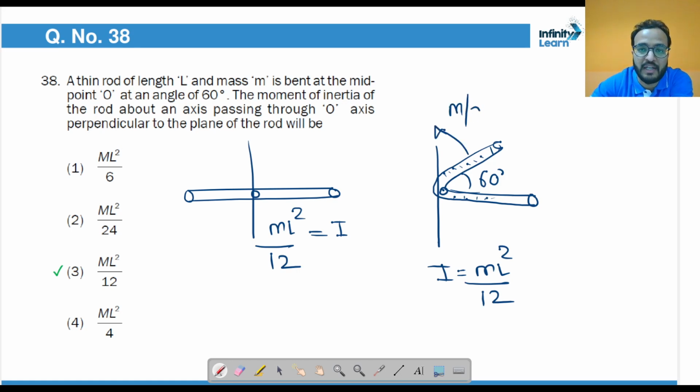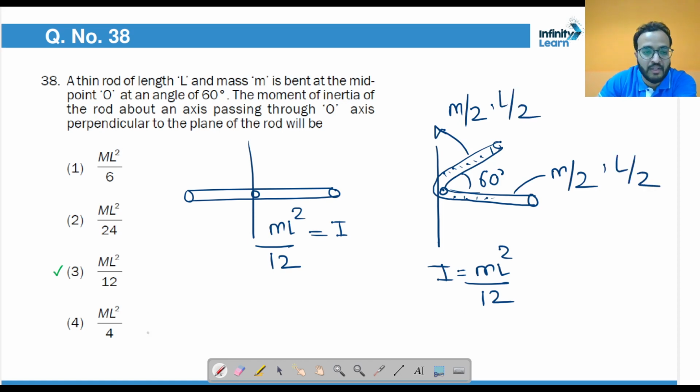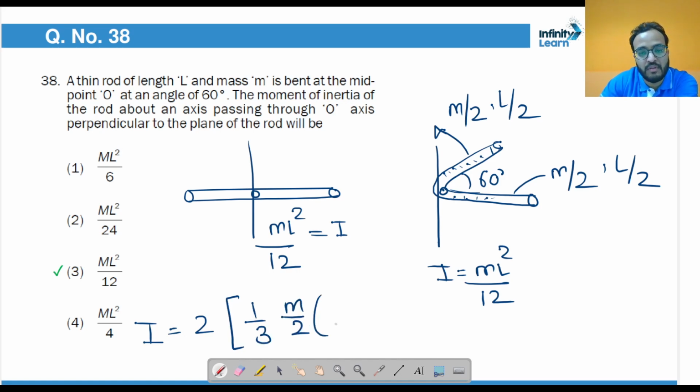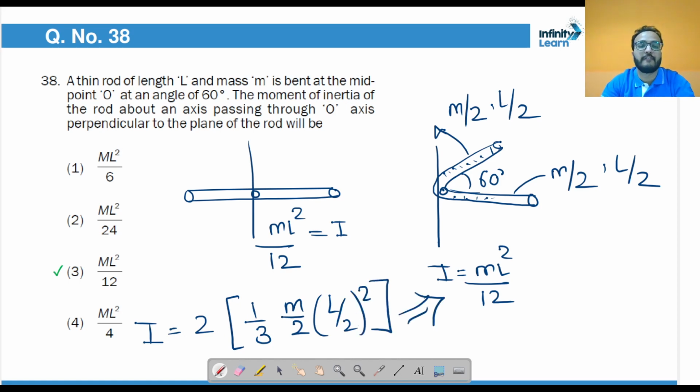Otherwise, if you want, you can do it like this also. You will say this is m by 2, this is m by 2, this is L by 2, this is L by 2, right? So you can say moment of inertia will be 2 times 1 by 3 of m by 2 into L by 2 whole square. You solve it, you will get this answer only. Okay?